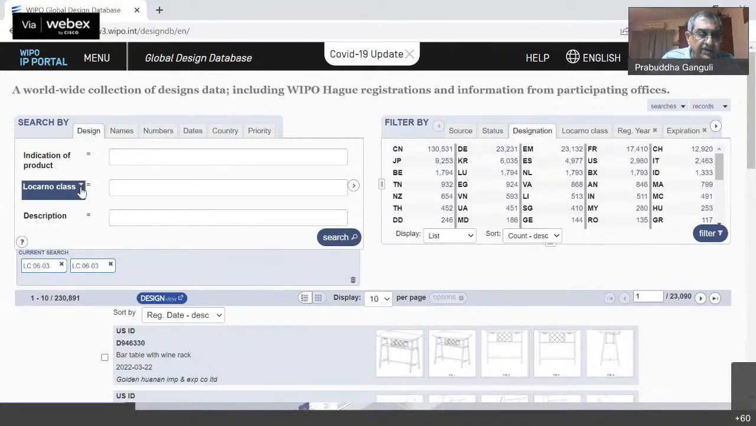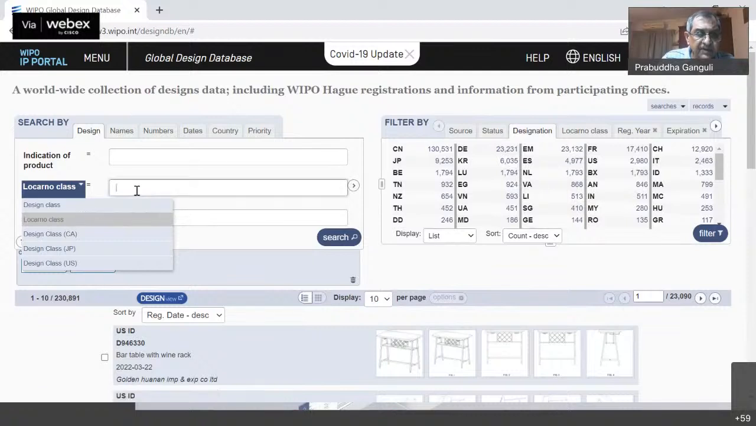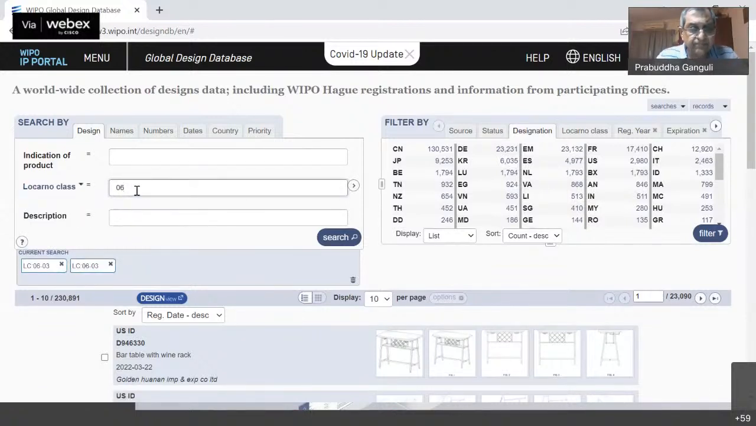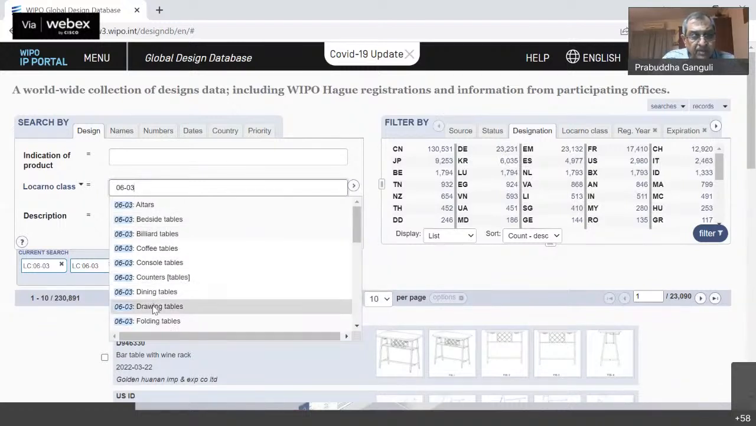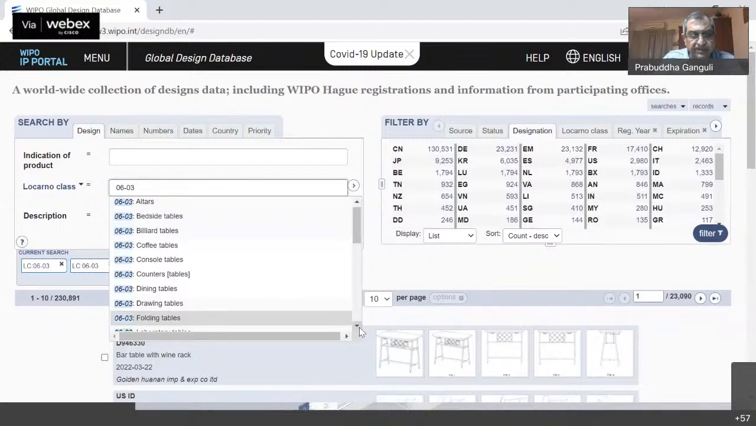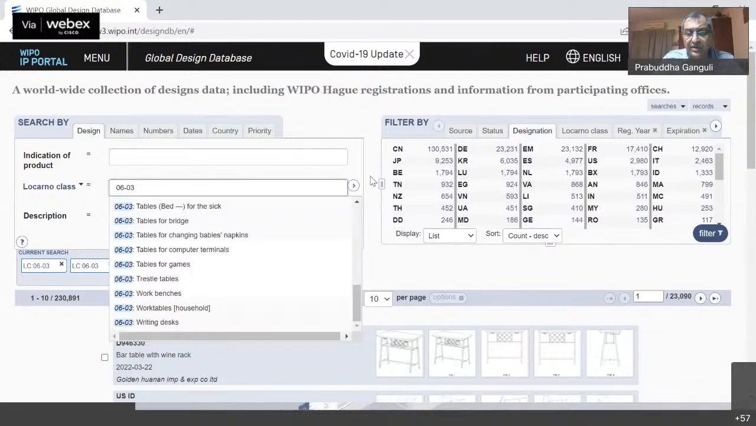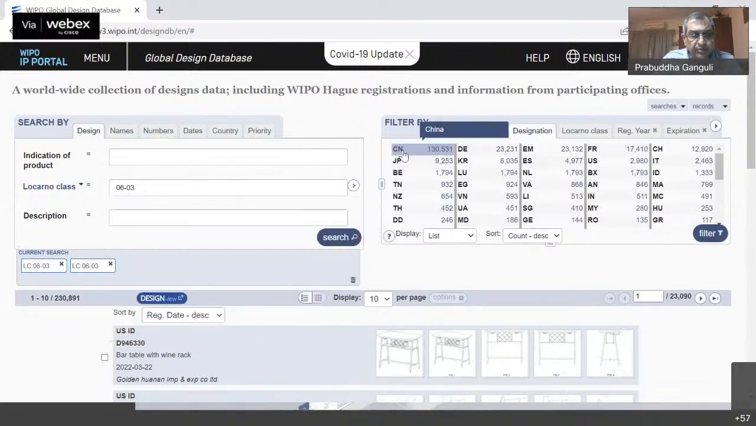One minute. Locarno class. Now, you can see here all sorts of things, 0603. It covers bedside tables, billiard tables, all the things are here. All these types of tables are covered here. So now, if we wanted to look at China, CN is China, yes. So we have to filter by that.